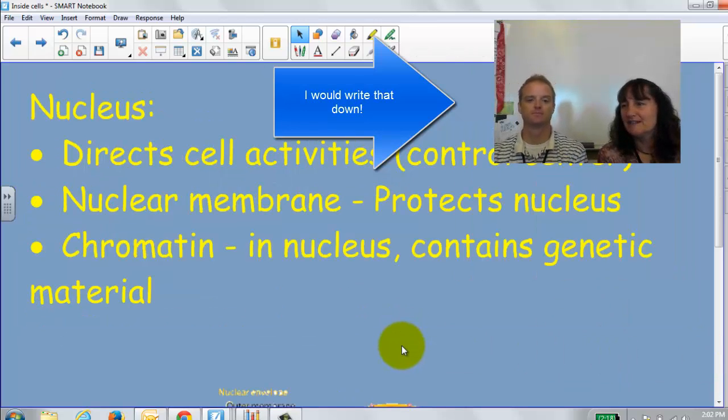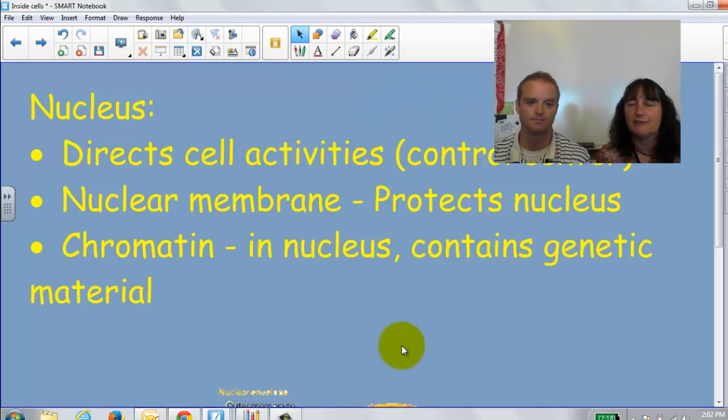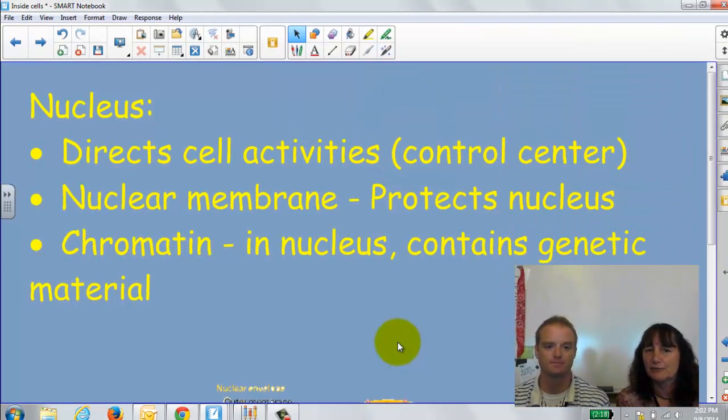We have the nucleus. This is usually towards the center of the cell, and it directs all the cell's activities. So it's a control center. Is that like the brain? Yeah, kind of like the brain for the cell. It has all the information in there. And it's surrounded by the nuclear membrane, and that protects the nucleus from the other parts of the cell.